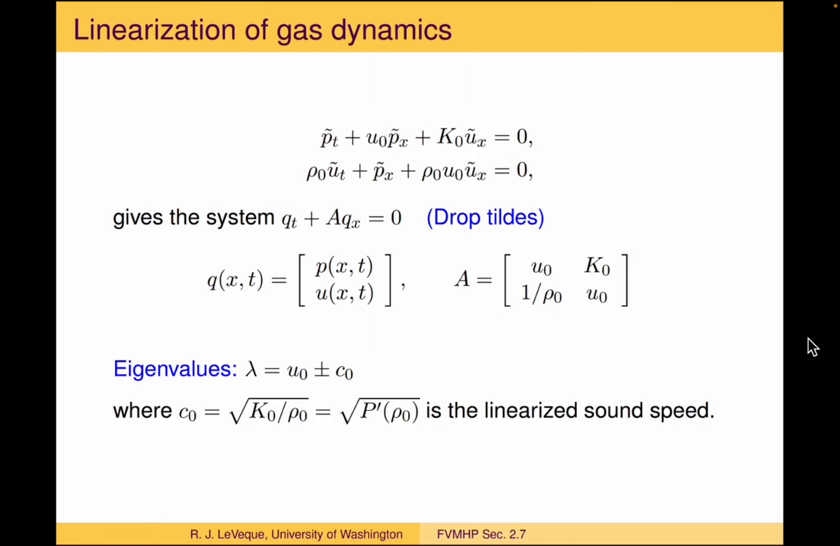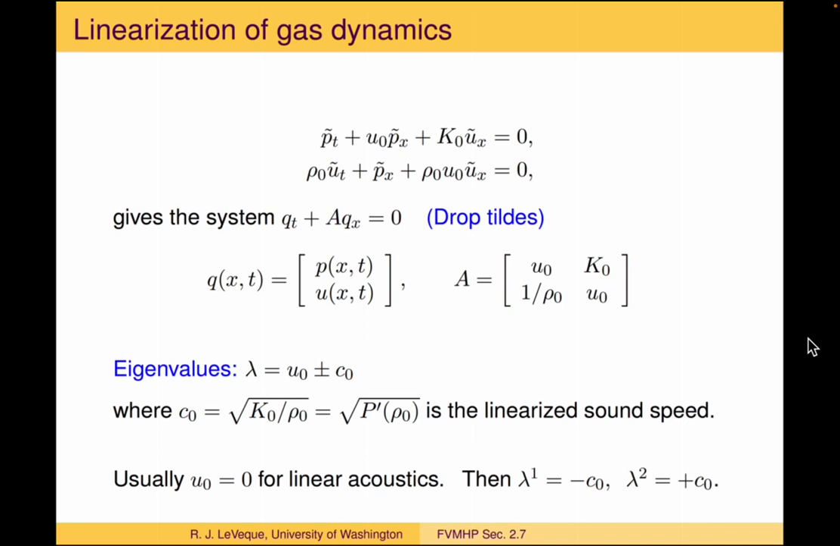And to see if this is a hyperbolic system, we need to calculate the eigenvalues of this matrix A, which is easy to do. And you find that the eigenvalues are U0 plus or minus C0, where C0 turns out, when you compute the determinant of A minus lambda I, to involve a square root of K0 divided by rho 0. That's our value C0, which is the linearized sound speed. That's the speed at which these waves are propagating in the linearized acoustics equations.